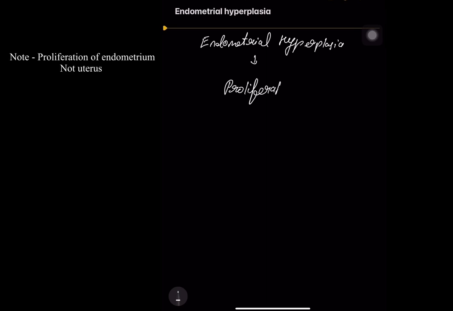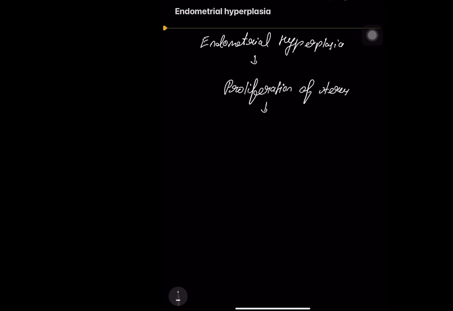Endometrial hyperplasia. Why does this happen? What do you mean by endometrial hyperplasia? As we know, the uterus has three layers: the endometrium, myometrium, and the perimetrium. Endometrium is the innermost layer of the uterus. So endometrial hyperplasia means nothing but proliferation of the uterus. Why does this occur?